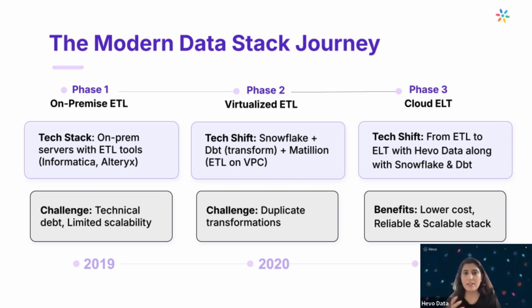And then came phase three, when they realized, oh, we're spending a lot of money on a lot of duplicate things. Let's try to shift fully to cloud. We're talking about a company called ThoughtSpot, and I'm pretty sure you all must know about ThoughtSpot as well. ThoughtSpot decided to shift 100% to a cloud ETL platform, which means they shifted to Hevo Data, Snowflake, and dbt. And what benefit did they get out of it? It was lower cost, a reliable, and much more scalable infrastructure.